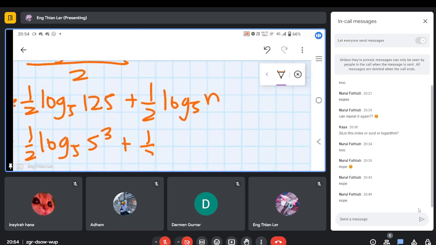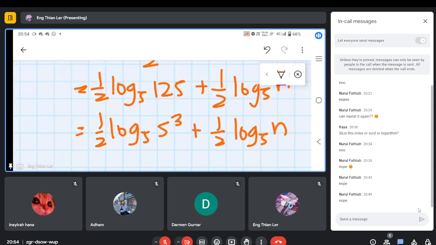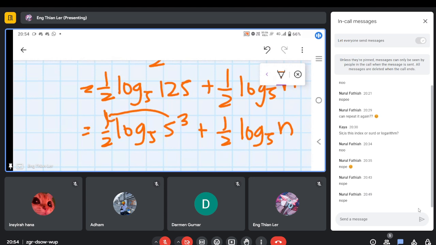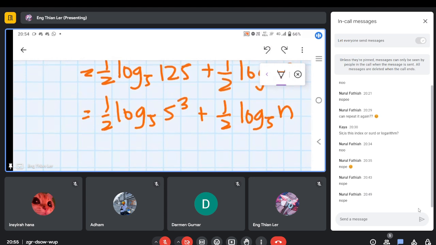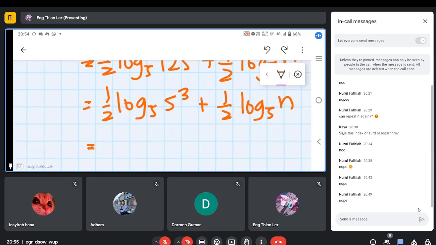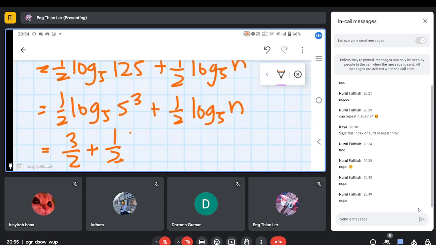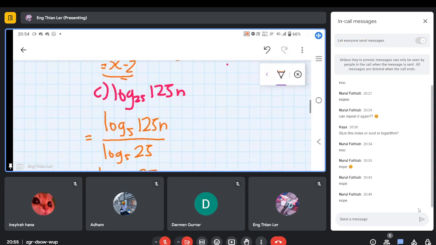And this will be the same. The 3 pins down to the front, and then the log 5 cancels. I mean, it becomes 1. So this will become 3 over 2 plus 1 over 2 log n base 5. Okay, so what is log n base 5?